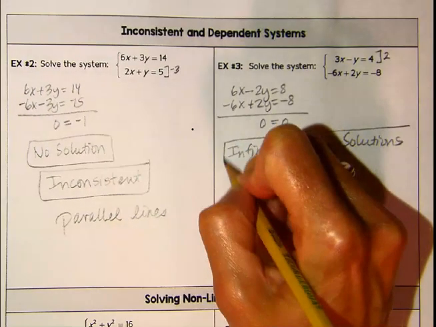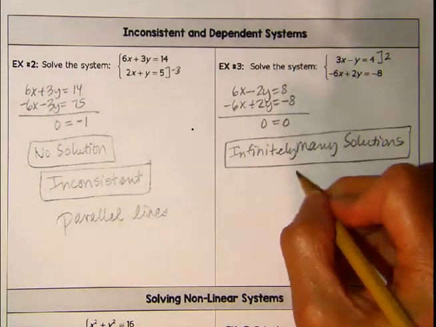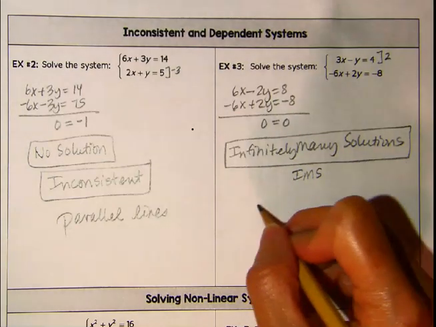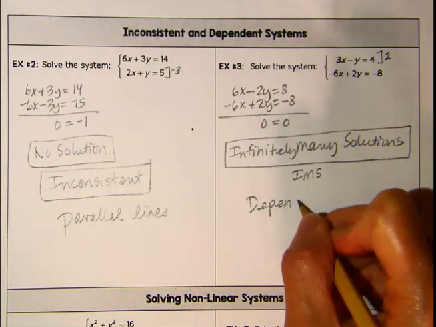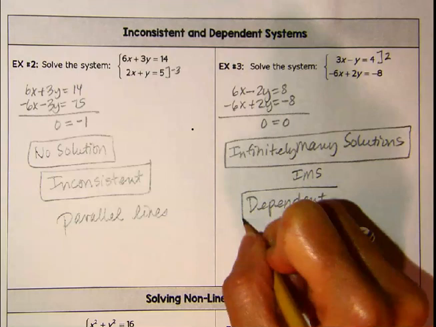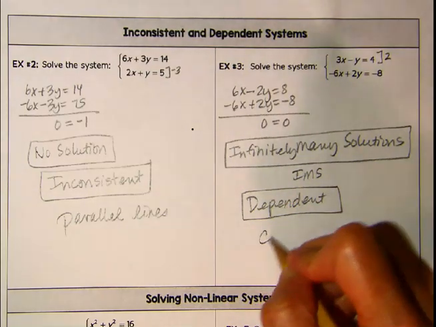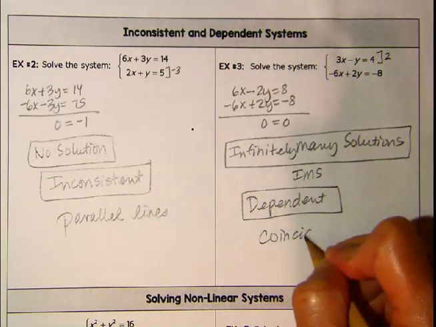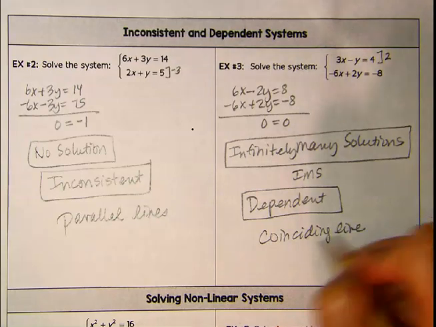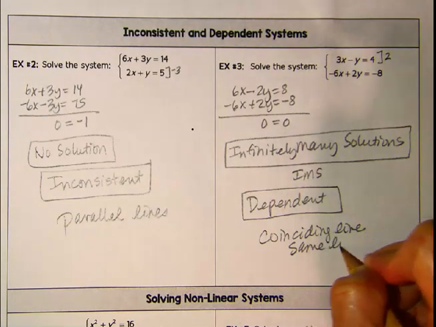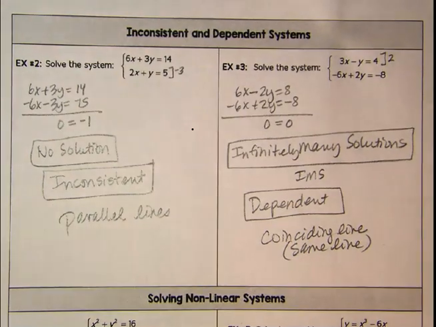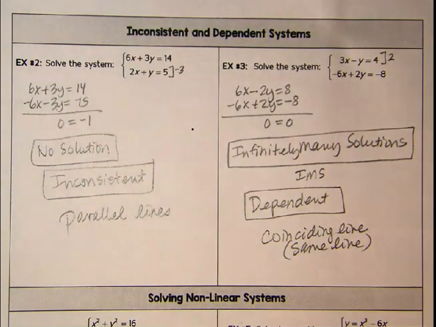A lot of times I just put IMS on there like this, because I don't want to write it out. It is dependent. It's a dependent system. It's a coinciding line. So if I had graphed it, that's what it would look like, meaning the same line. Both equations would represent the same line, even though the equations look different.